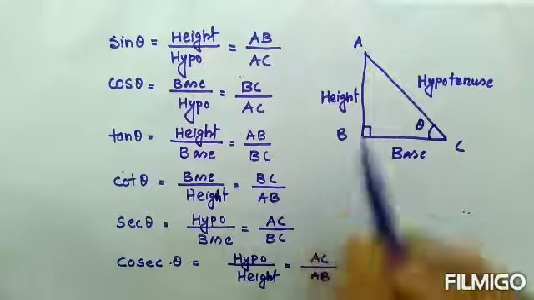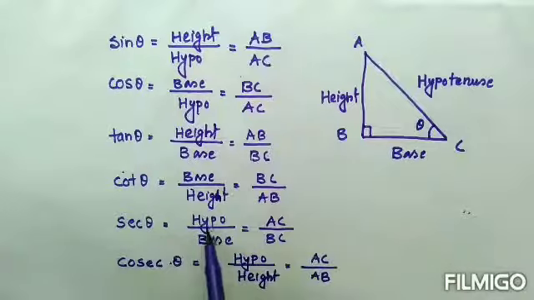This BC by AB. Sec theta is equal to 1 by cos theta, what we have already learned, that is hypotenuse by base is equal to AC by BC. Similarly, cosec theta is equal to hypotenuse by height, that is equal to AC by AB. So for today this much.